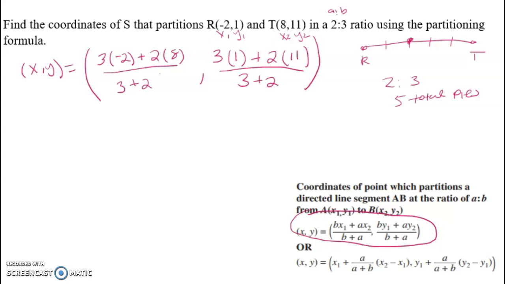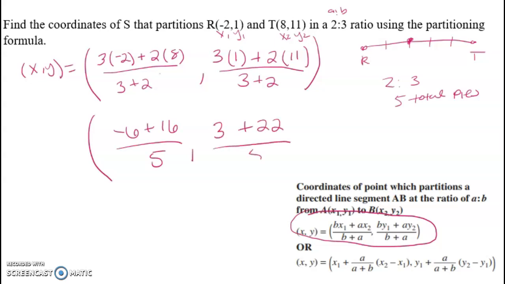So what we're doing is we're substituting our values that we already know, and we just have to simplify this, either in our calculators or just using those fantastic math brains that we have. So 3 times -2, I know is -6, plus 2 times 8, which is 16, all over 5. And then 3 times 1 is 3, plus 2 times 11, which is 22, all over, again, 5. Okay, again, what I'm solving for is a coordinate. So -6 plus 16 is 10 over 5. And then 3 plus 22 is 25 over 5.